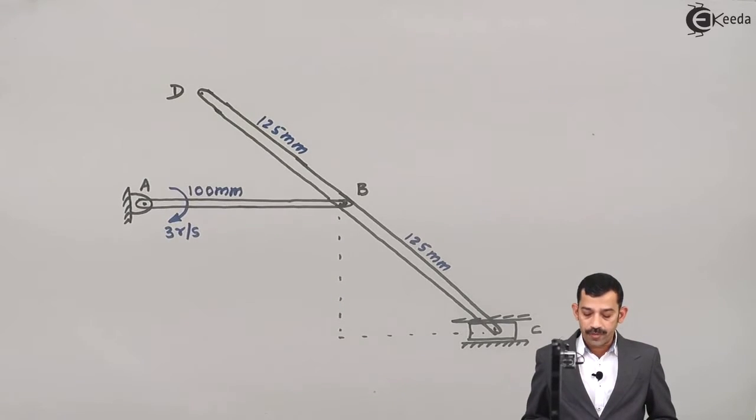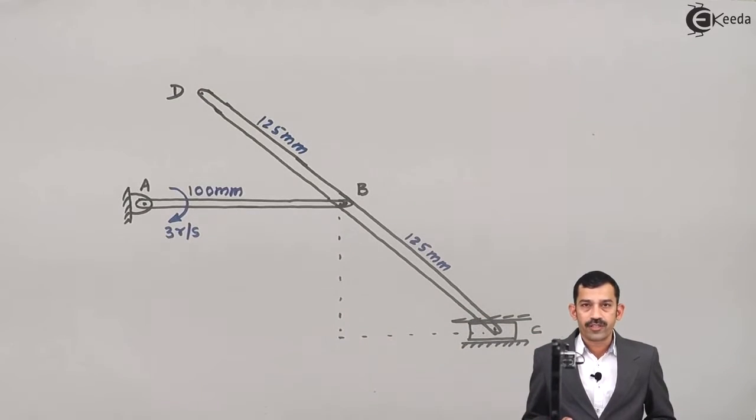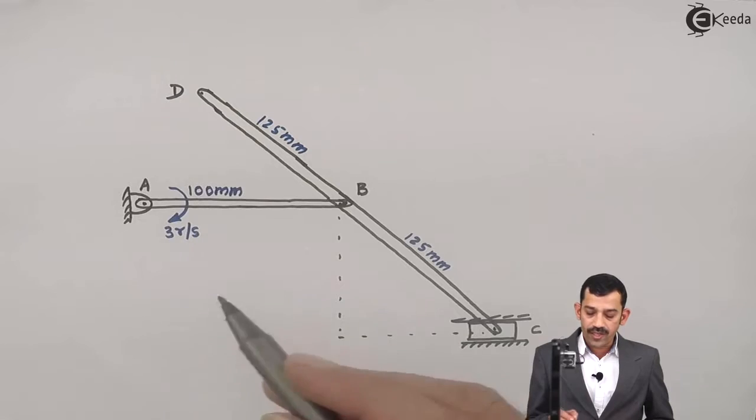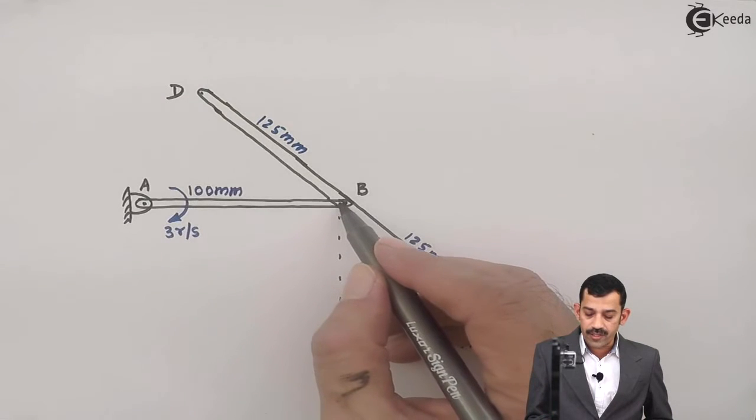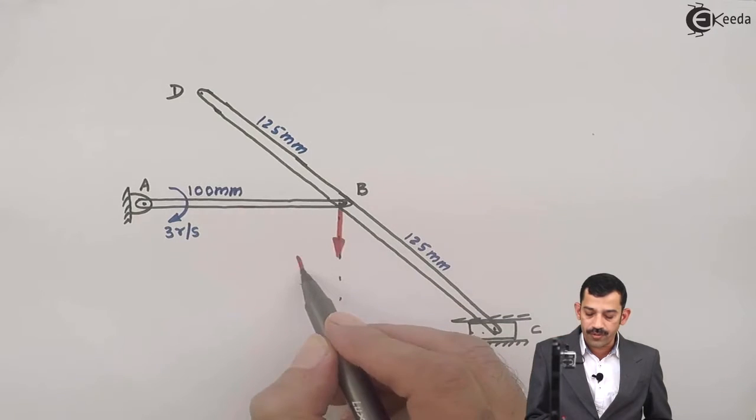Now as AB performs pure rotational motion and omega is given in clockwise direction, if you want to find out the linear velocity of point B, it is perpendicular to the radius of rotation, that means perpendicular to AB, and with clockwise omega, the linear velocity of point B must be downward. So this one is VB.